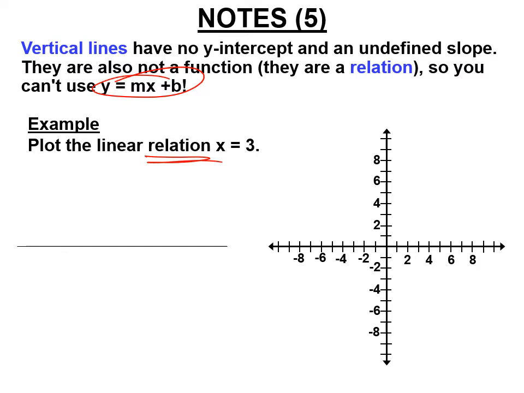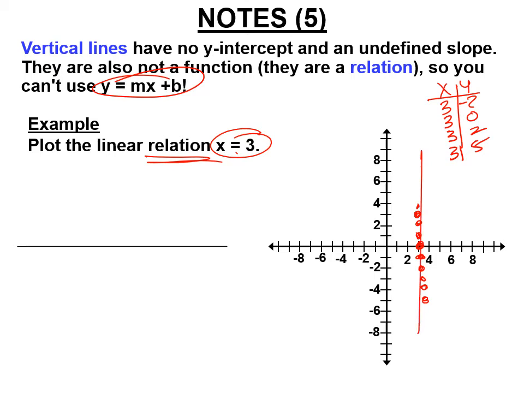So let's see that. The linear relation x equals 3. On the linear relation x equals 3, the x coordinate will be 3 everywhere along there. So if you did a t-table, the x-coordinate would be 3 everywhere, and it doesn't matter what you put here. The y-coordinate could be anything. The linear relation is a vertical line.